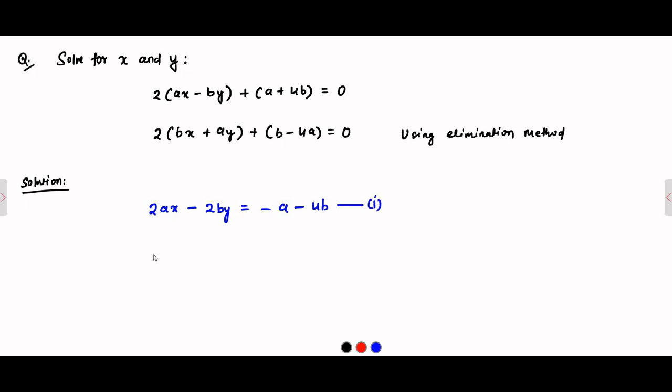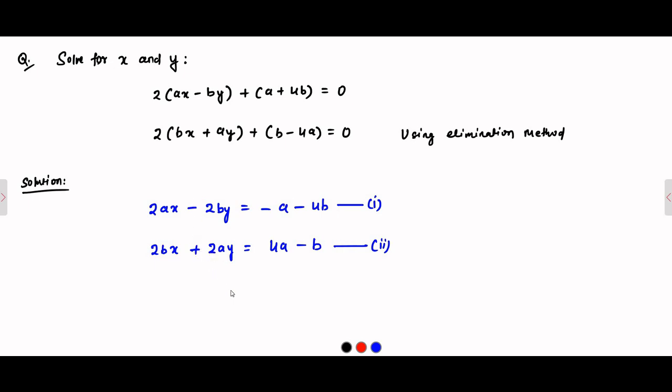Then the second equation, 2bx plus 2ay is equal to 4a minus b. Taking this to the other side, minus becomes plus, plus becomes minus. Now if you see here, the coefficient of y in the first equation is minus 2b and in the second one it is plus 2a. So minus, plus.